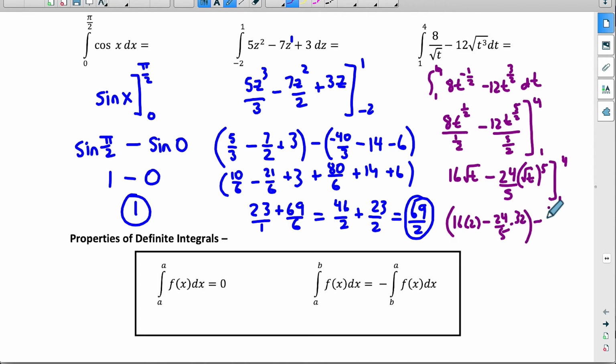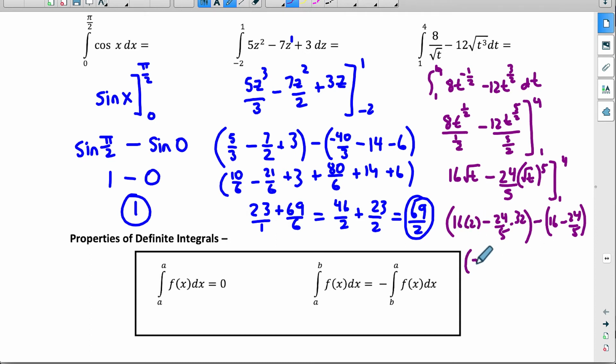Take away. Now I'm going to plug 1 into it. Square root of 1 is 1, and 1 times 16 is 16, minus 24 over 5. And I think you get 1 again, right? Square root of 1 is 1. 1 to the 5th power is still 1, so it just stays just like that. Sorry, but I have no room.